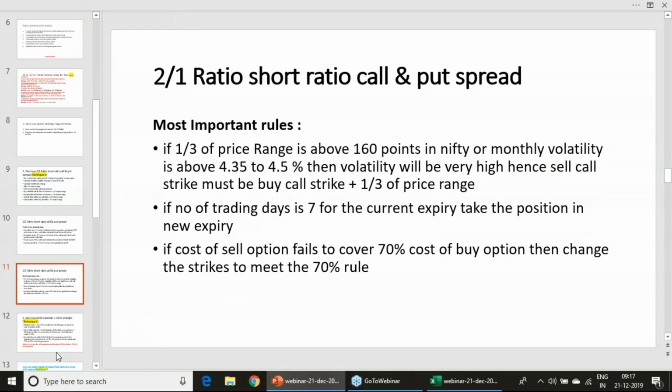Second part comes here. If the Nifty's annual volatility is above 4.3% to 4.5%, the selling strike must be 1/3 of the price range. Earlier I have told you. So the selling strike must be 1/3 of the price range, and another part of the implementation is that the selling strikes must recover a minimum of 70% of the buying cost. So these are the rules. For the time being, it will look a little complex.